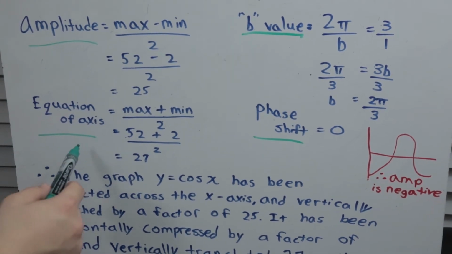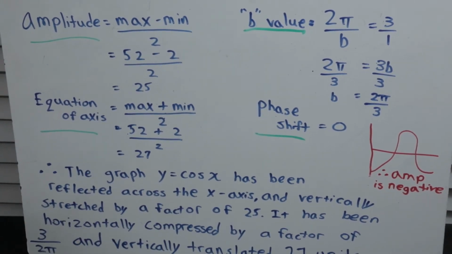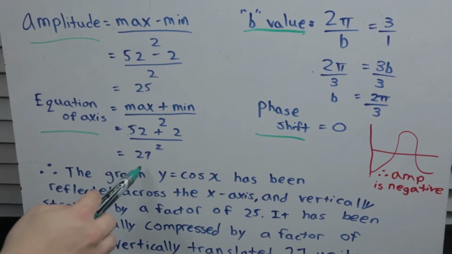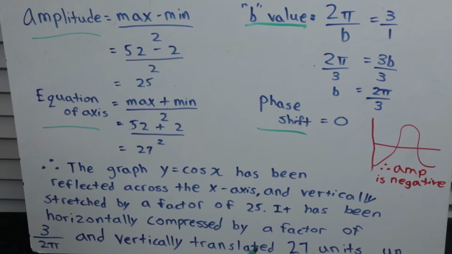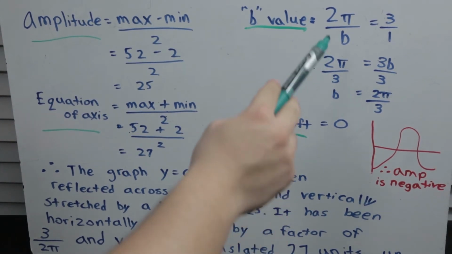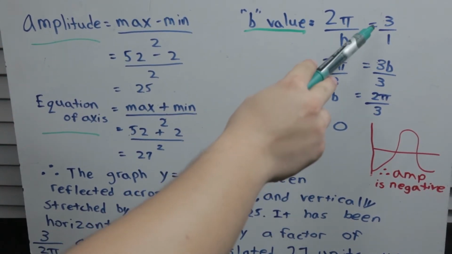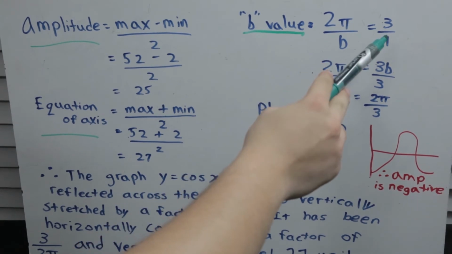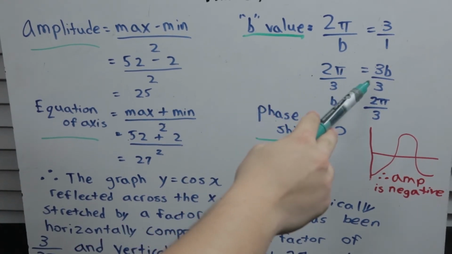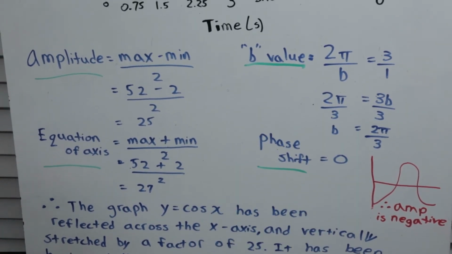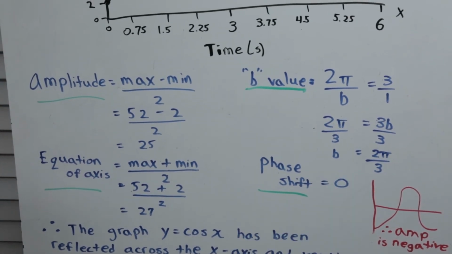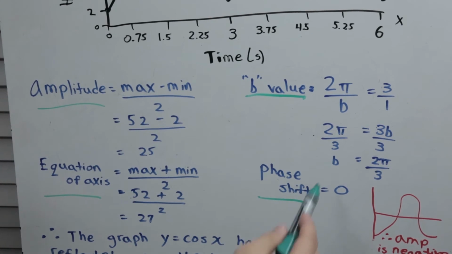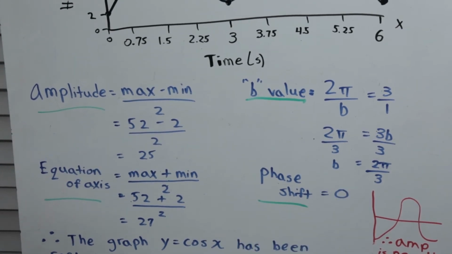The equation of axis, algebraically, you can add the max and the min, then divide it by 2, and you get 27. The b value is what's a little bit confusing. You need to do ratios. So you make 2 pi over b equals your period, which is 3 in this case. Then you cross multiply, then you isolate for b. However, when you're describing your transformations, you must always take the inverse of your b value. So in this case, our inverse would be 3 over 2 pi.